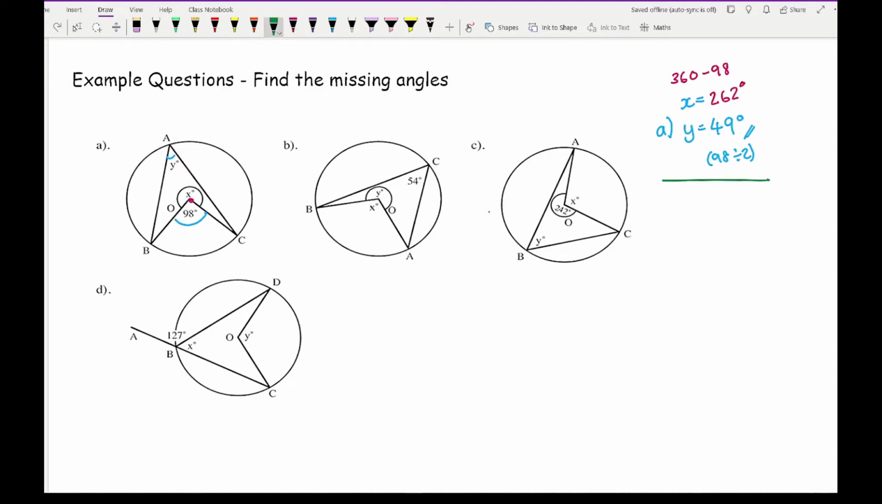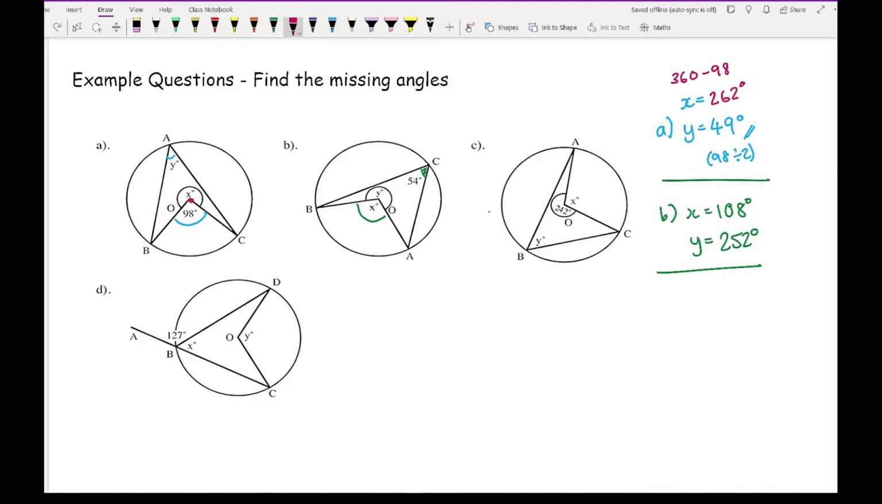Then for b, again, I'm working out the same sort of angles. So angle x first, that's going to be double 54, which is 108. And then working out y, that's going to be 360 take away 108, which gives me an answer of 252 degrees. Now again, these questions could easily appear on both the calculator and the non-calculator paper. It's just something you're going to have to work with.